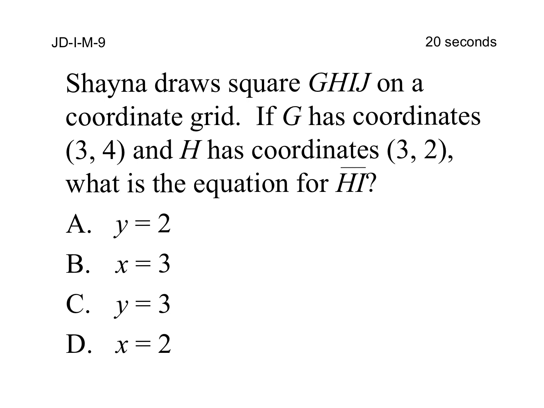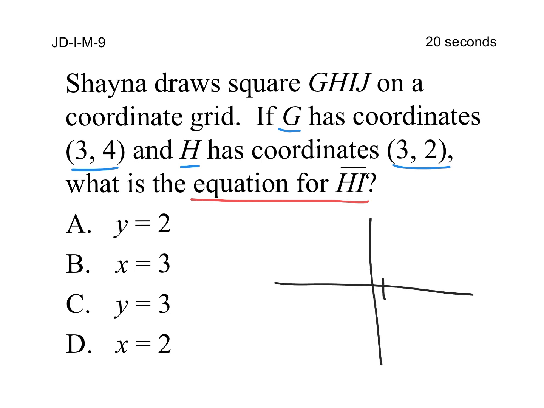Number 9, we have a square on the coordinate grid. G has the coordinates of 3, 4. H has the coordinates of 3, 2. What is the equation for segment HI? We have to be careful here, because initially when I saw this problem, I was thinking of the coordinates they gave me, but they actually gave me GH, not HI.